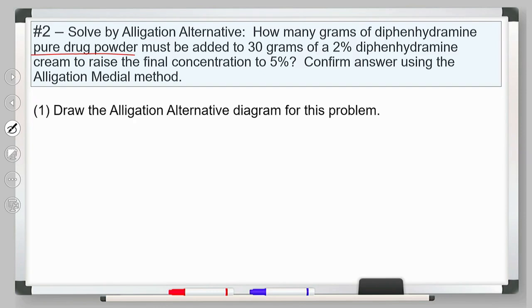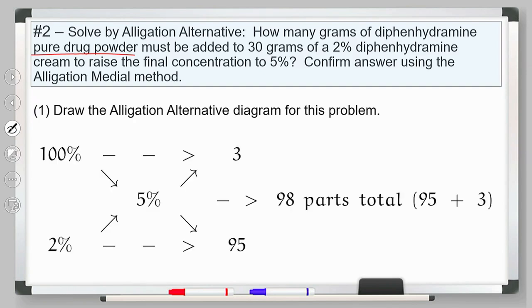100%. If it's pure powder, that means it's all drug. It's 100% drug. So what you can read that as, I'm adding 100% concentration to a 2% concentration to get a 5% concentration. That's your triangle right there. Start with 100% on top, then 2% on the bottom, and to the right in the middle is your 5%. Go through those steps, cross subtract, set up P's over Q's, parts over quantities, solve for the grams of the diphenhydramine. All right, I'll try to work through this and see how you did.